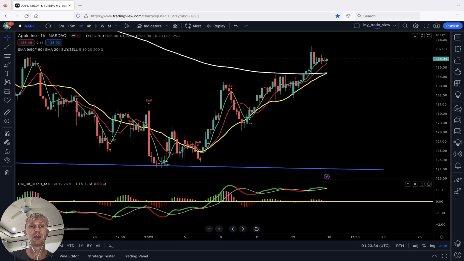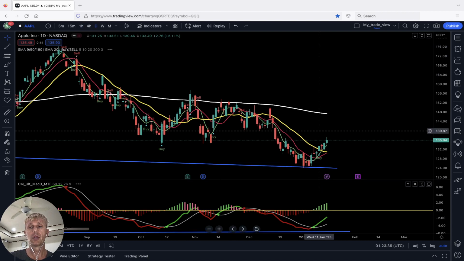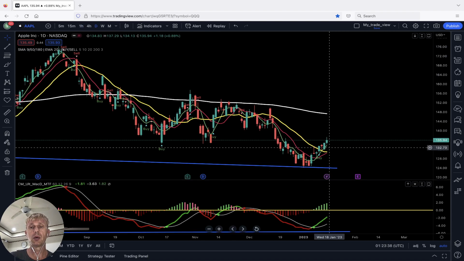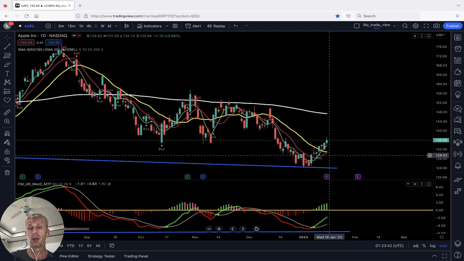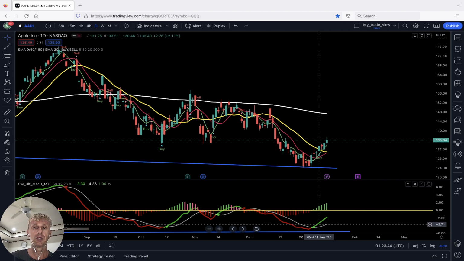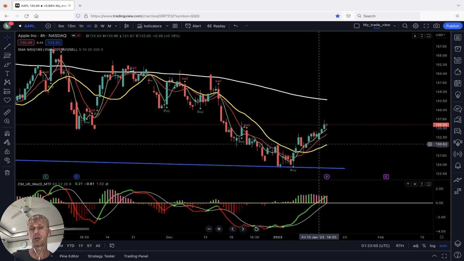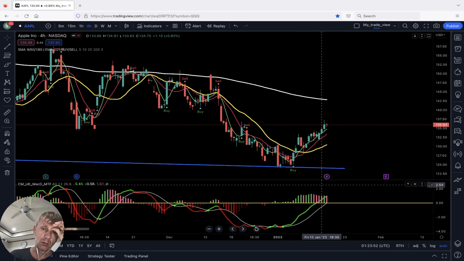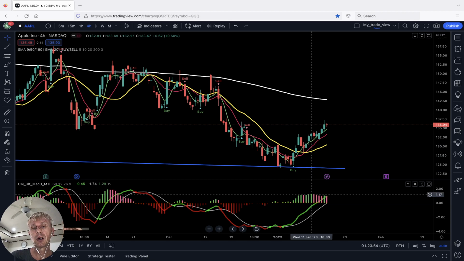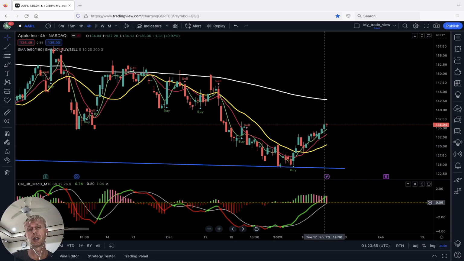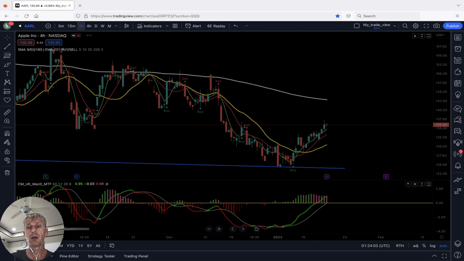Apple on daily time frame. Bullish signal, bullish crossover on the MA5 and MA10. MACD green, it's a bullish trend on daily time frame for Apple. 4 hours, similar story, bullish crossover on the moving averages, and MACD bullish green color. Bullish trend. Let's check on 1 hour for Apple.